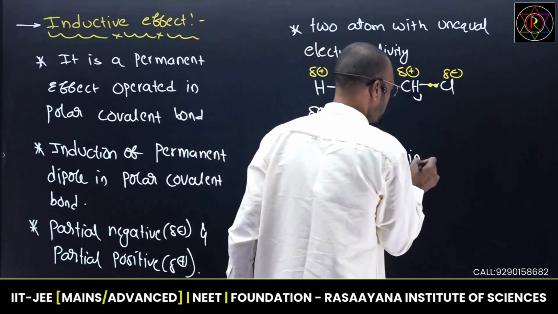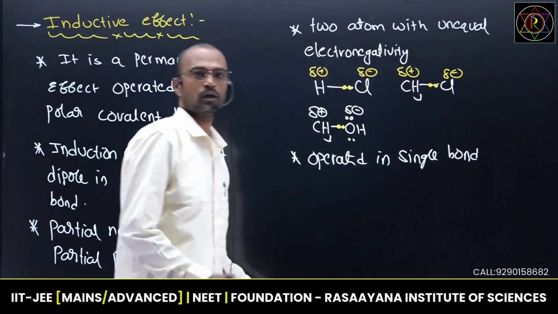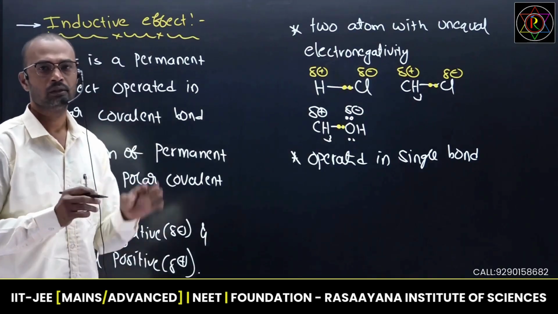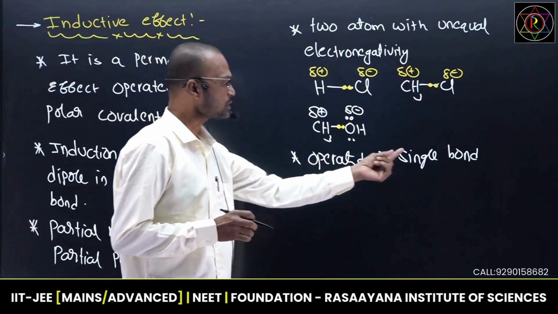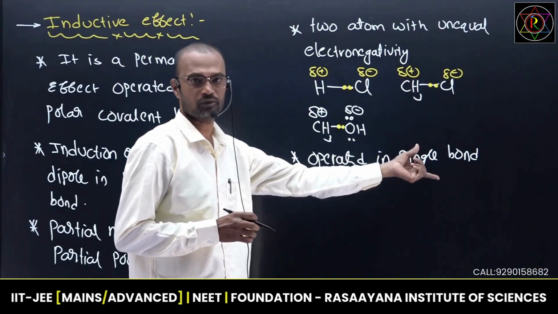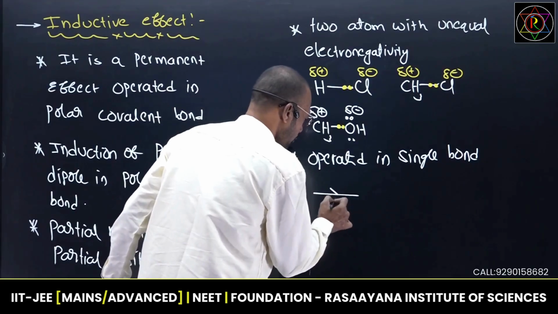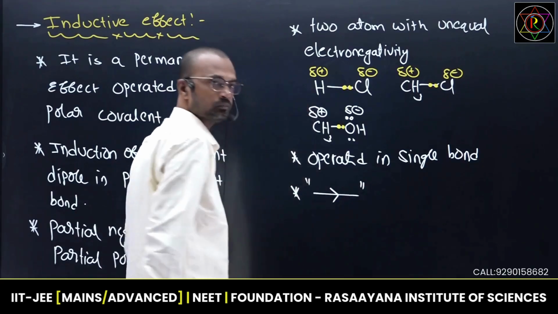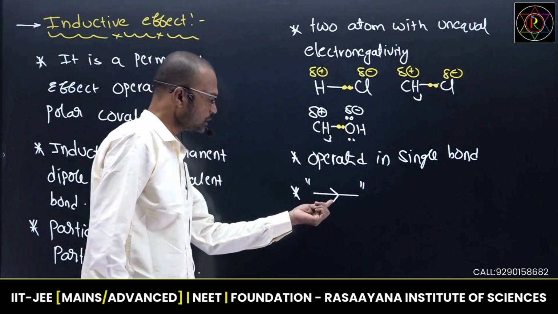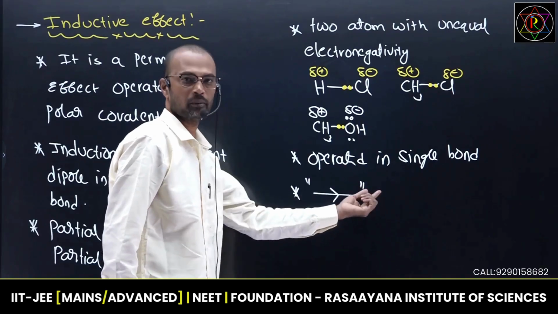Generally the inductive effect is operated in sigma bonds only. It is not operated in pi bonds or non-bonding electrons. If it is operated in a sigma bond, it is the inductive effect. If it is operated in a pi bond, that is the mesomeric effect. The inductive effect is represented by an arrow midway between two bonded atoms. This symbol indicates that electron density moves from the less electronegative element to the highly electronegative element.